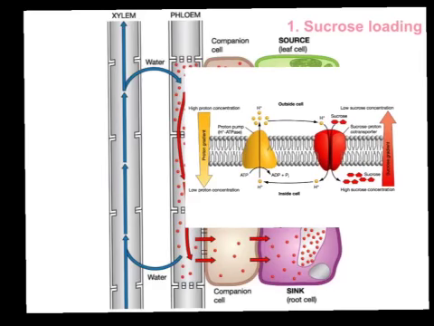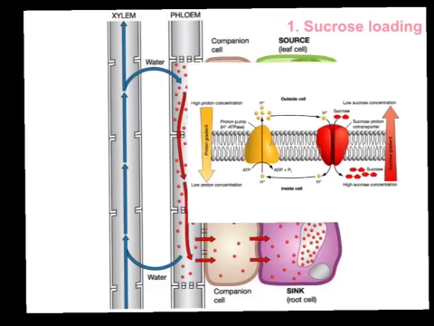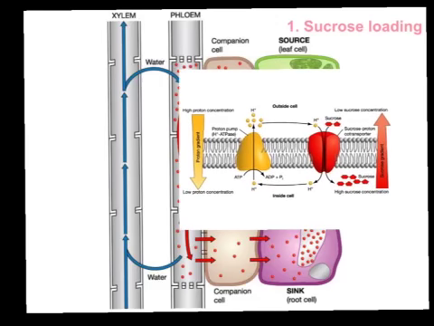The first one is called the proton pump, also known as H positive ATPase. The main function of this proton pump is to remove the hydrogen ion from the companion cell into the source. As you can see over here, it spends ATP, which means this process requires ATP. So the hydrogen ion is pumped against the concentration gradient into the source.